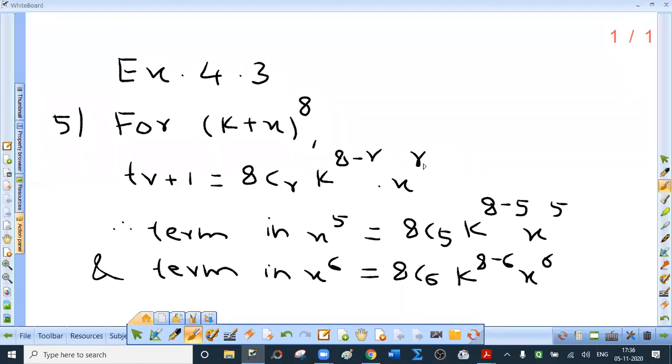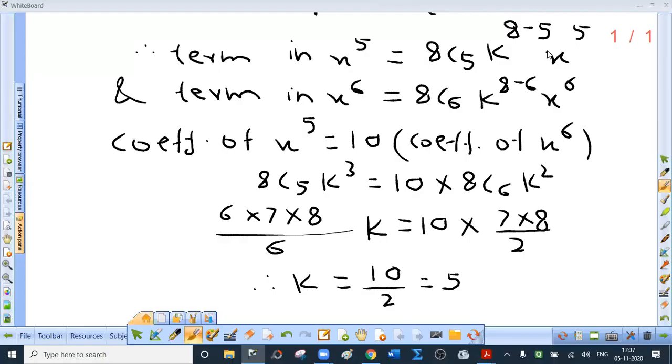And the term in x^6 will be for r equal to 6. So 8C6 k^(8-6) x^6. Now we use the condition that the coefficient of x^5 is 10 times the coefficient of x^6. So 8C5 k^3 is 10 into 8C6 k^2. Now use the nCr formula. You get this. Now 6 gets cancelled, 7, 8 present on both sides, so they get cancelled. So k is 10 upon 2, which is nothing but 5.